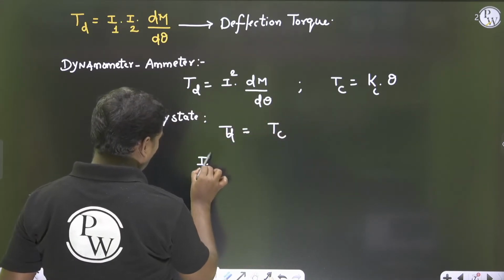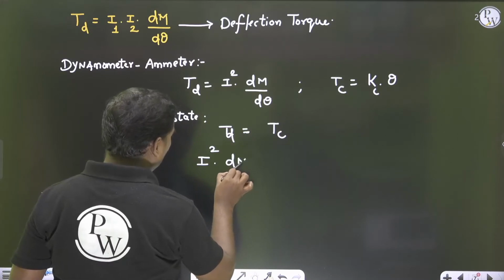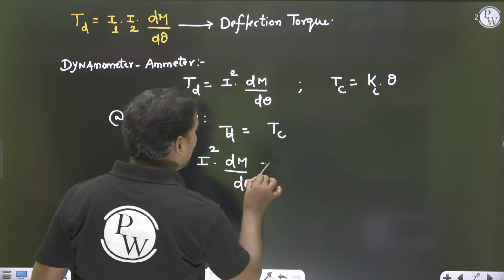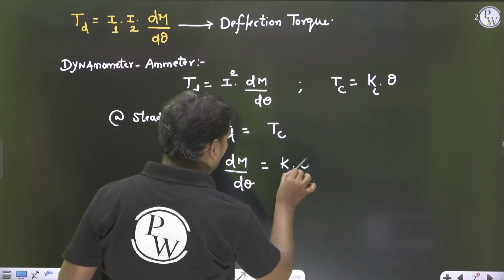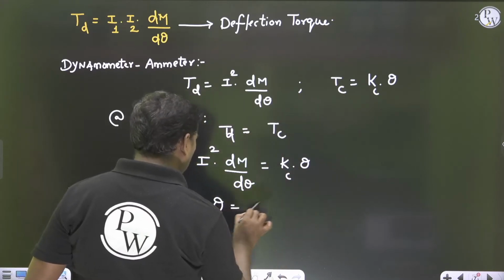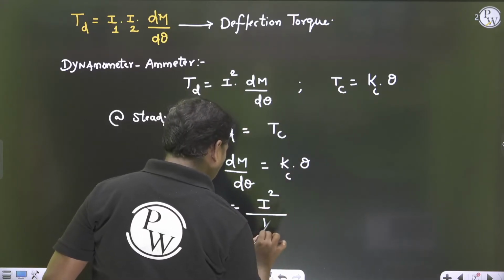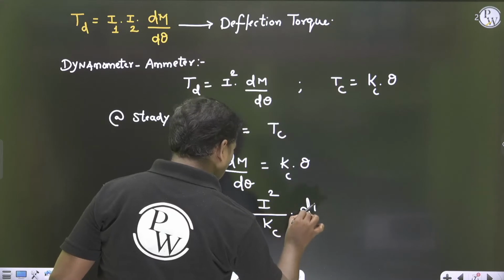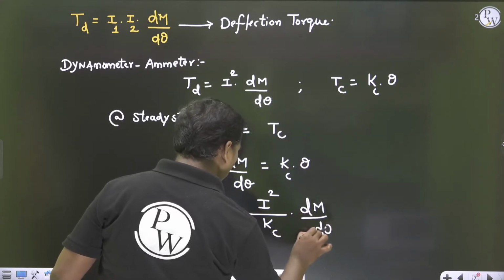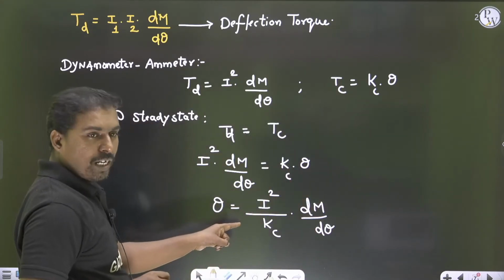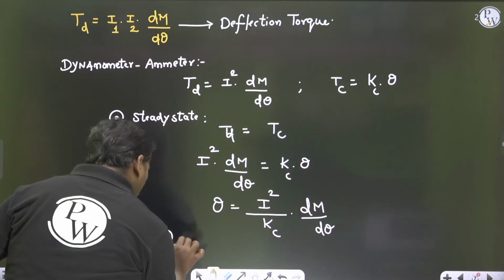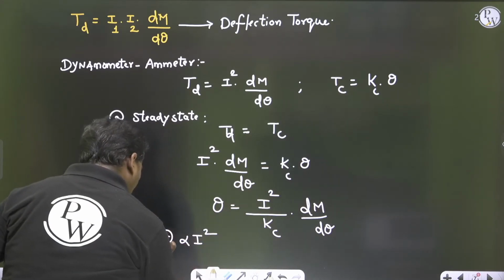So we can write I square dM by dθ is equal to Kc theta. From this we can write theta is equal to I square by Kc into dM by dθ. That means we are going to have a relation of theta proportional to I square.